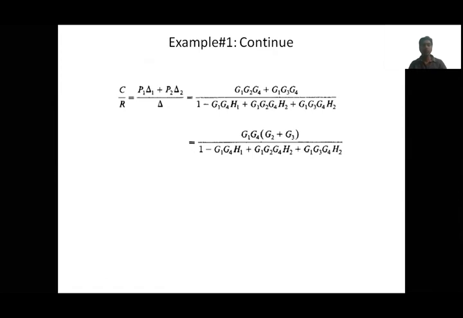Therefore if you substitute now in this formula and simplify, we finally get the transfer function C by R equal to G1 G4 into G2 plus G3, whole divided by 1 minus G1 G4 H1 plus G1 G2 G4 H2 plus G1 G3 G4 H2.